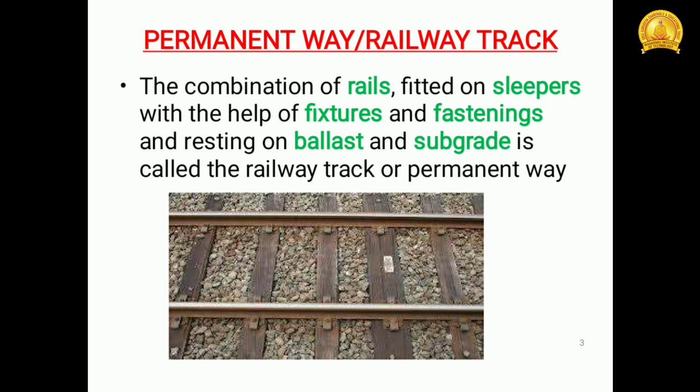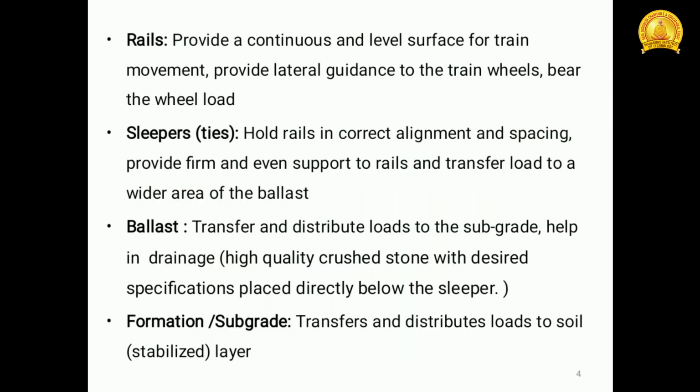That means rails, sleepers, fixtures, fastenings, ballast and subgrade. All these words are written in green color. Why is it written in green color? Because all these materials or all these things contribute to make a railway track. So let's know what these rails, sleepers, fixtures and fastenings, ballast, subgrade, etc. are.